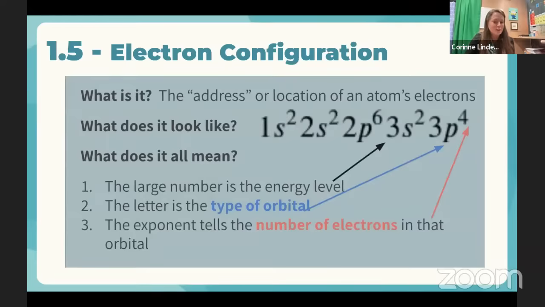Electron configuration is also in unit one. If you still don't have this down, don't spend a lot of time on this. You might see one multiple choice question, maybe one point on the FRQ related to this. So if you don't have it, don't stress about it at this point.